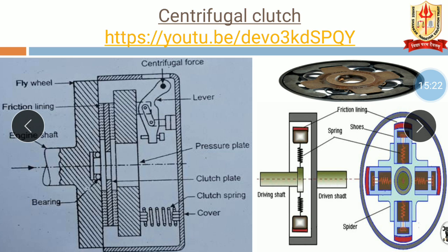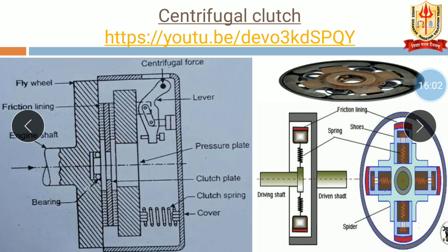When the engine shaft is going to rotate the whole assembly, then this weight, this centrifugal force, is going to move away from the center. When it goes away from the center, it is going to apply pressure on this pressure plate, so this will get engaged. Automatically, when the speed increases, the pressure is also going to increase. So this is how this centrifugal clutch functions.